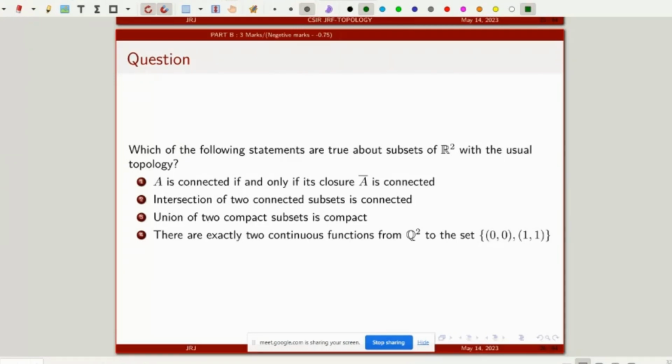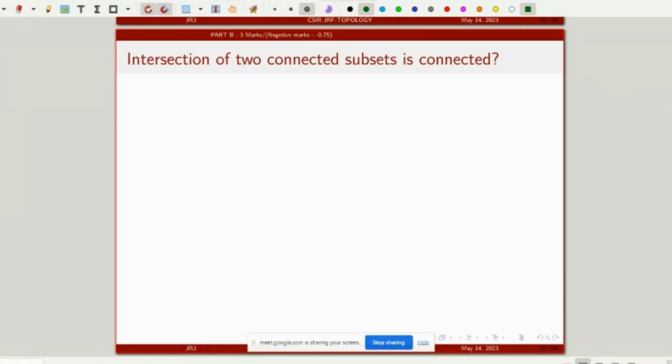It need not be true. What example can you produce? Two disjoint intervals. If we take two disjoint intervals, the intersection is empty. Two open balls meeting at a point in R2. Two open balls intersecting at exactly two points. Coming like this, its intersection will be this. It's again connected.